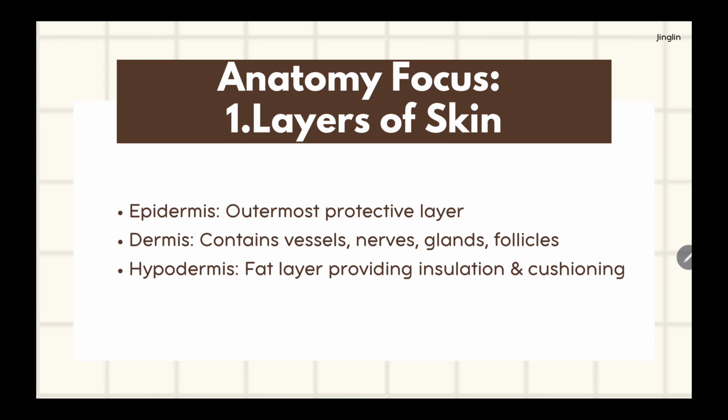For the anatomy focus, we are focusing on the 3 layers of the skin. First one is the epidermis. This is the outermost layer, like a shield that protects our body from bacteria, heat, and chemicals. The dermis is a layer beneath the epidermis and contains blood vessels, nerves, sweat glands, and hair follicles. It is what gives the skin its strength and flexibility. The hypodermis is the fat layer. It keeps us warm and cushions the body against impact.